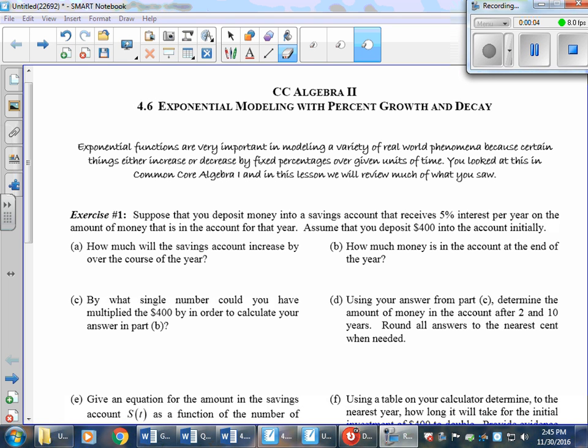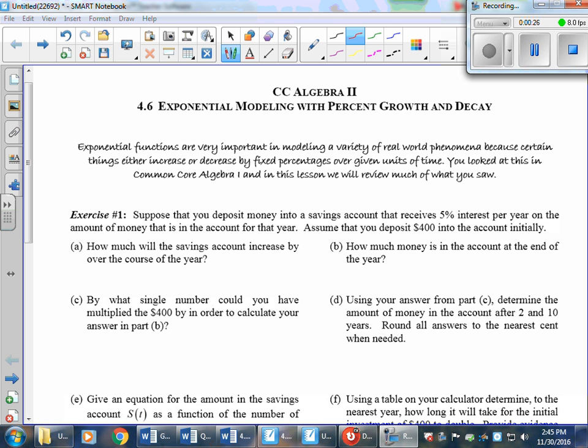Kids, welcome back to Common Core Algebra 2. Today's lesson is 4.6, Exponential Modeling with Percent Growth and Decay. Now this is not a new topic. We talked about exponential growth and decay back in Algebra 1. And if you remember, I like to use a different formula than sometimes they give us. I will talk about what the formal formula is later on in the lesson.